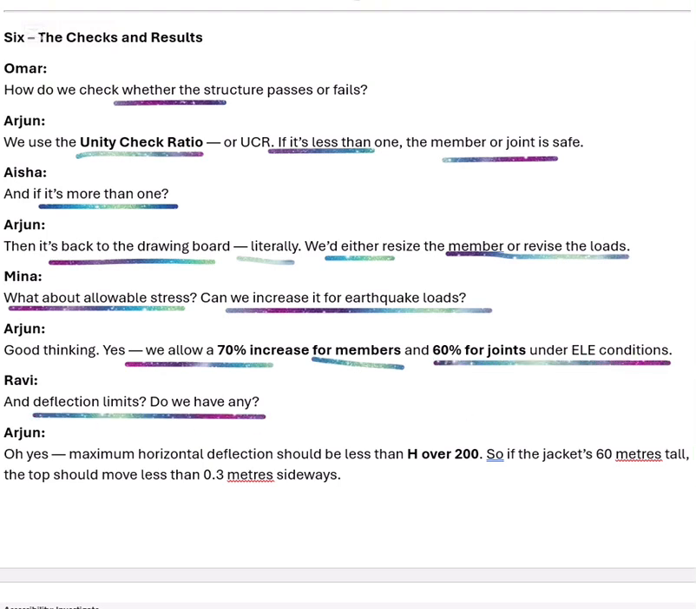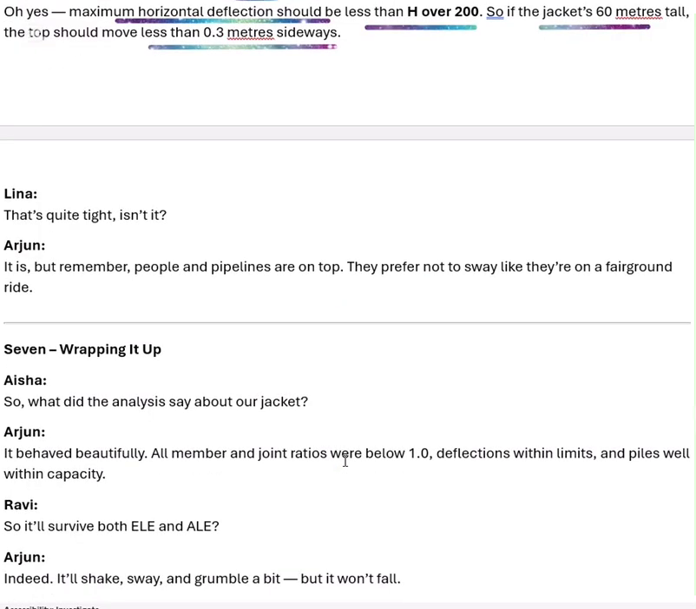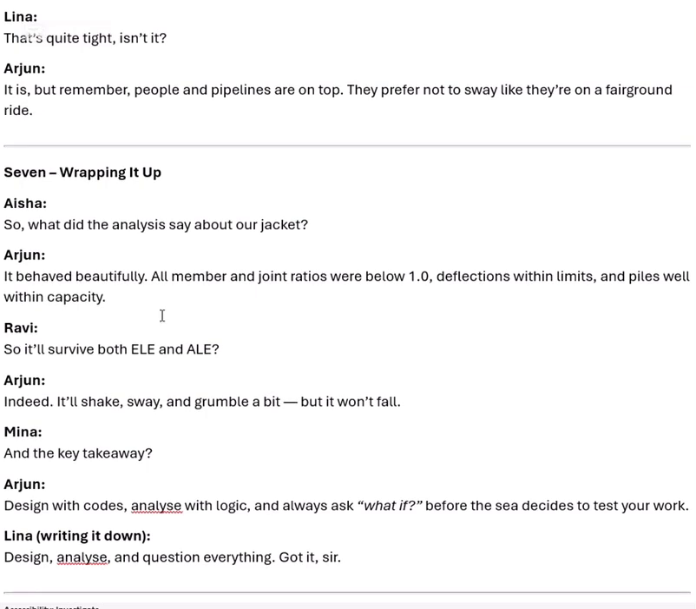And deflection limits, do we have any? Yes, maximum horizontal deflection should be less than h over 200. So if the jacket is 60 meters tall, the top should move less than 0.3 meters sideways. That's quite tight, isn't it?